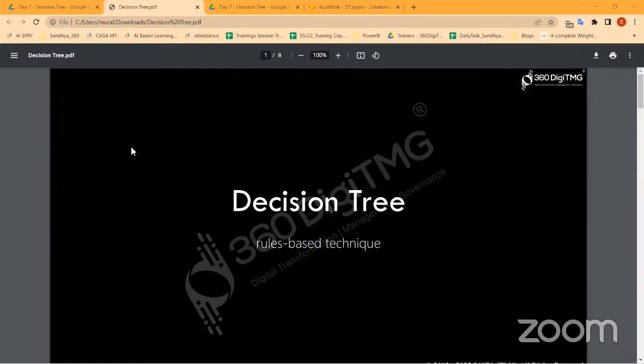As part of the series, we are discussing various types of techniques. In the previous sessions, we discussed k-means clustering and k-nearest neighbor. Today we are going to discuss decision tree, which is one of the supervised learning techniques. Let me get into the PPT.